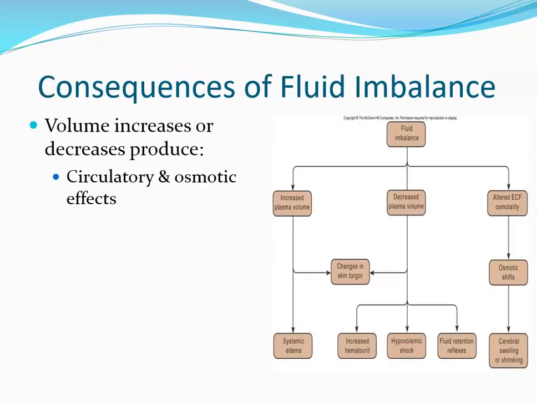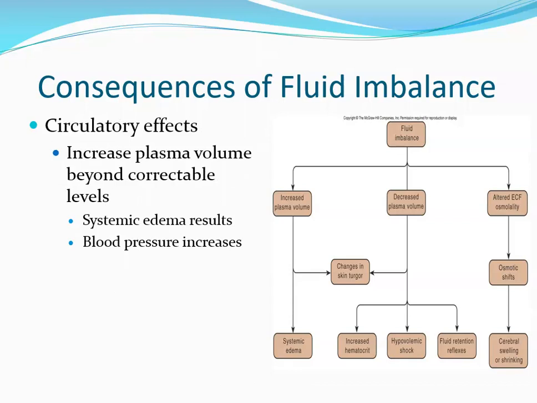This flowchart shows the consequences of fluid imbalances, which we will be looking at. Volume increases or decreases will produce both circulatory and osmotic effects. First, the circulatory effects. An increase in plasma volume beyond correctable levels can result in systemic edema and also an increase in blood pressure.